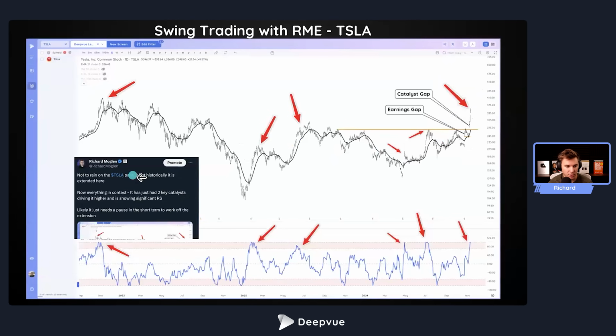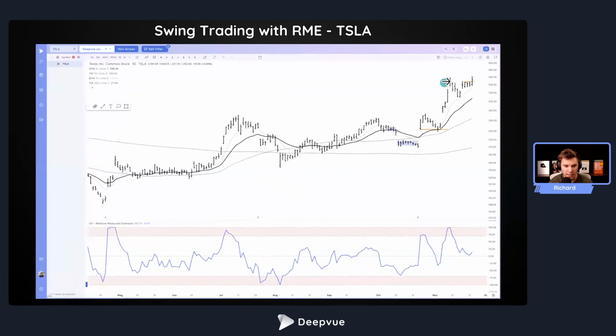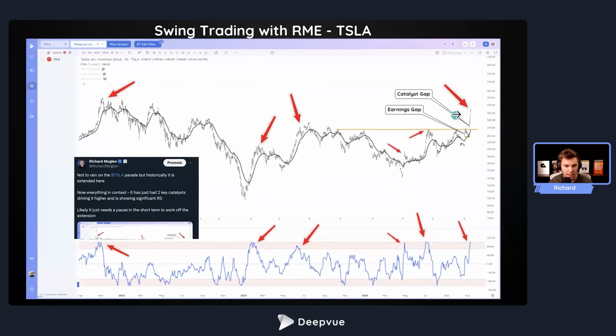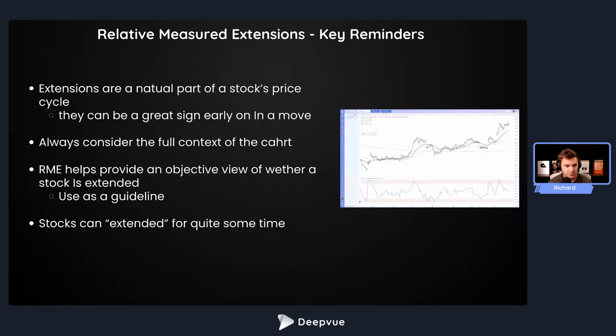And I actually kind of called this out live using this indicator. So this is a great use case. And going back in the past, you can see many instances where RME points out the extension, we get a reversal, new base, pullback, whatever. And this happened right in this area. That's when I posted this tweet. So it's not hindsight analysis. This is something you can use in real time as you're analyzing market leaders and the market.